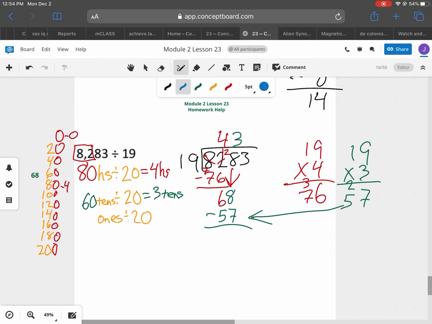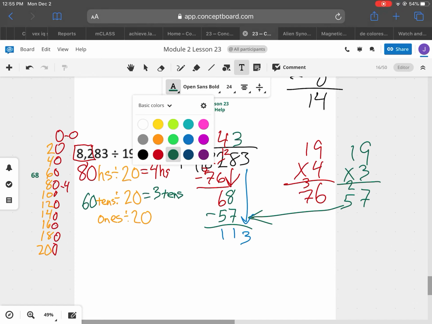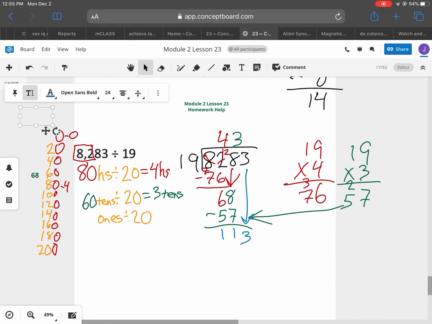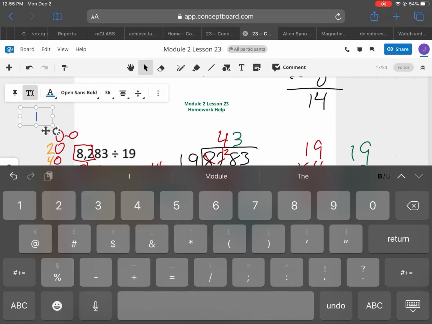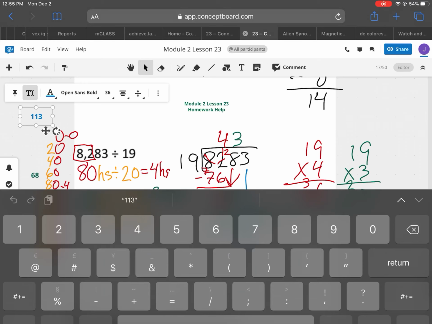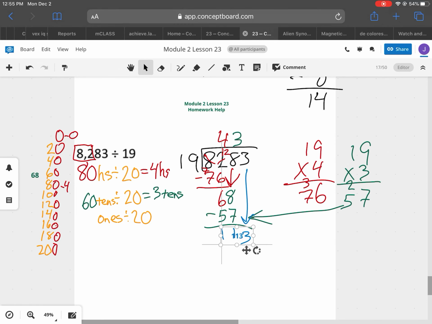All right, after I subtract, I will get 11, and I will bring down the 3. So now I have 113. So this is where I'm getting the 113, and I'm going to go here. I'm going to check which one is closest without going over. Oh, 120 is too much, so I'm going to stay at the 100.